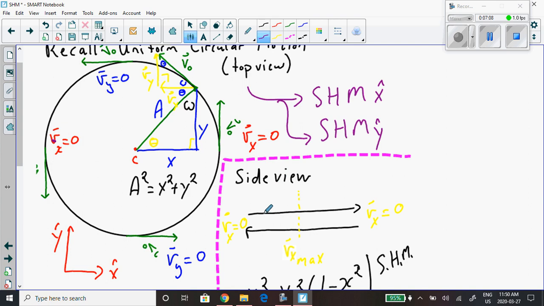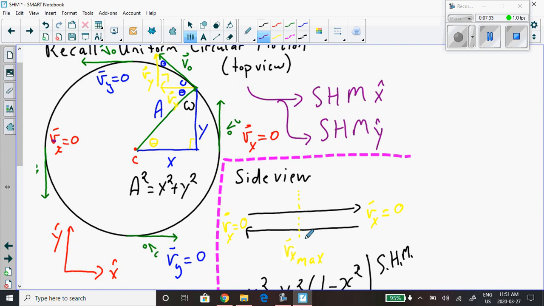From the side view, what you would see is the object goes over and it comes back. The object goes over and it comes back. Very similar to the animation we just looked at. So that's what I've drawn here, side view. The object goes over, stops. X velocity is 0. The object comes back, stops. X velocity is 0.